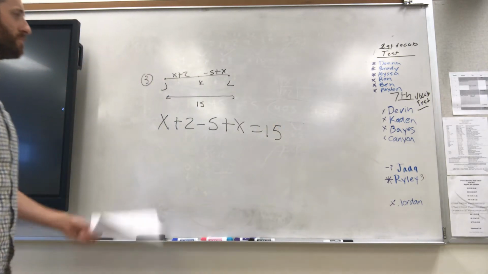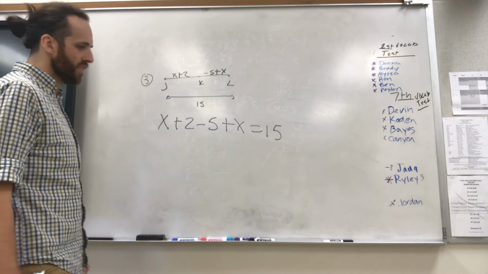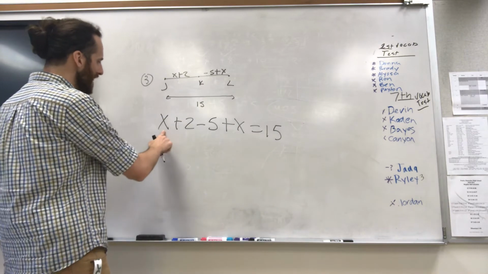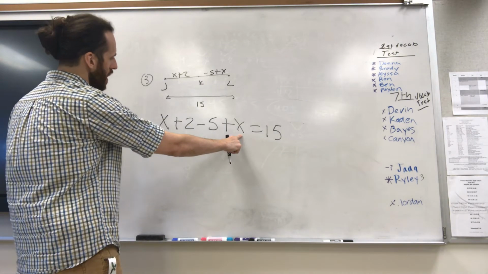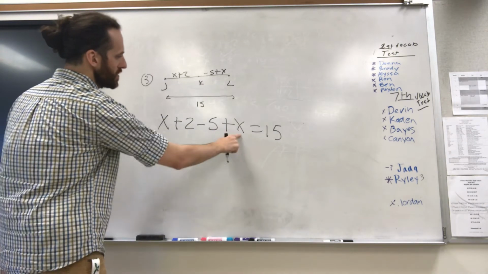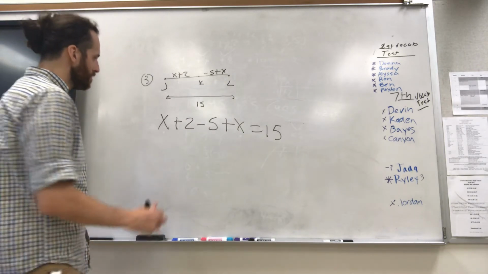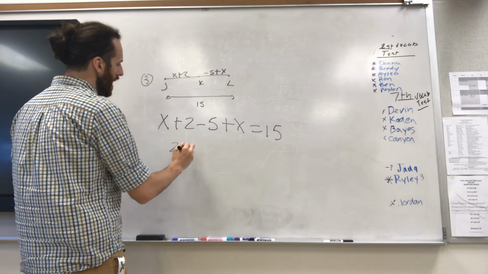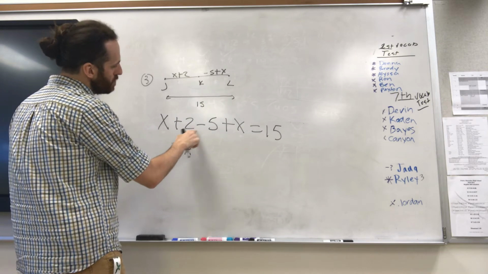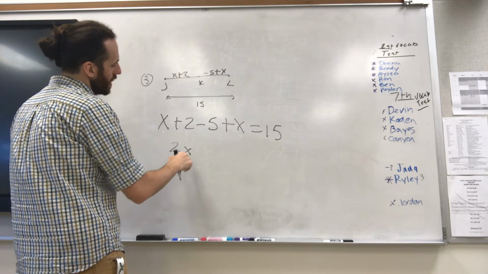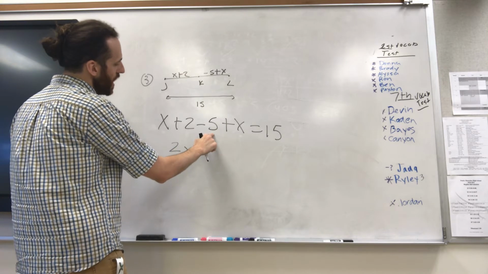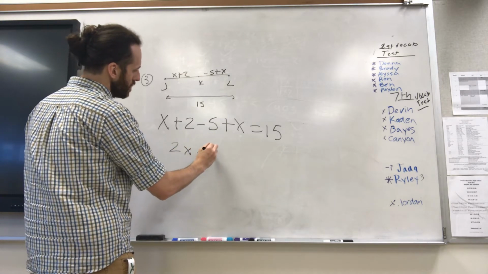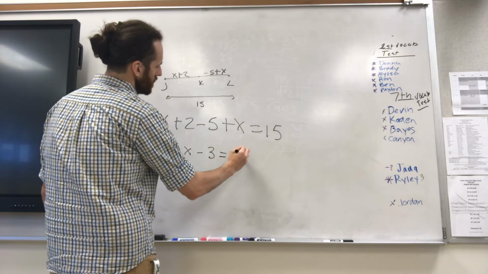All right, so I have some like terms here. We went over this last week. I have an x and an x. They're like because they're both variables, so I can add them together. An x plus an x is 2x. And then I have 2 minus 5. The calculator gives me negative 3, so 2x minus 3 equals 15.